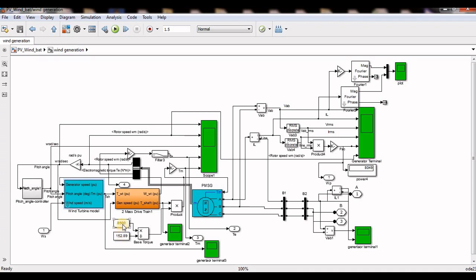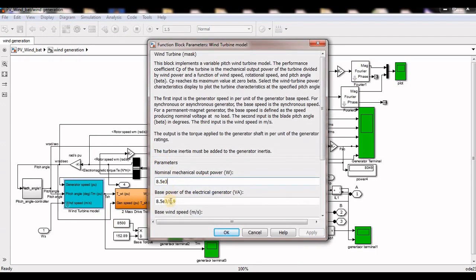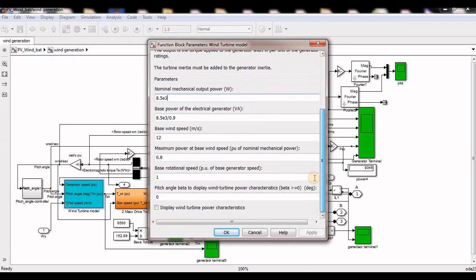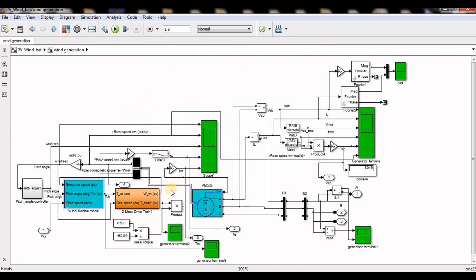This is the normal rating, the maximum rating of the wind turbine, not equal to the generation. It is more than the generation because losses will be there. So 8.5 kilowatt, the same ratings I used here, 8.5 kilowatt and 8 point. All these parameters you can manage according to your wish.